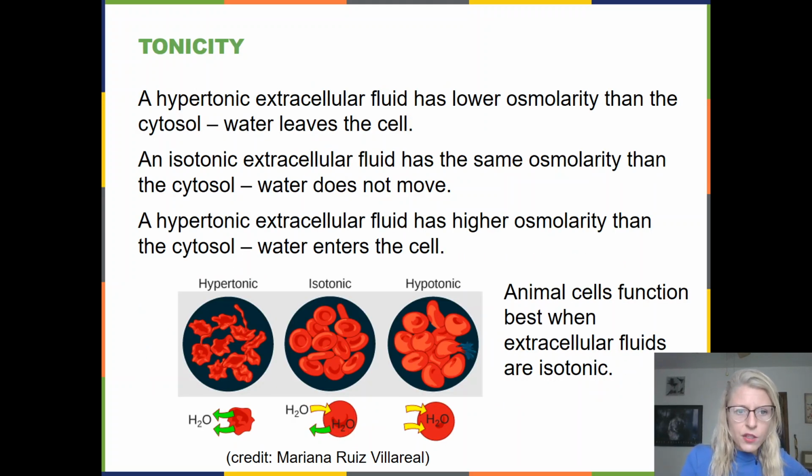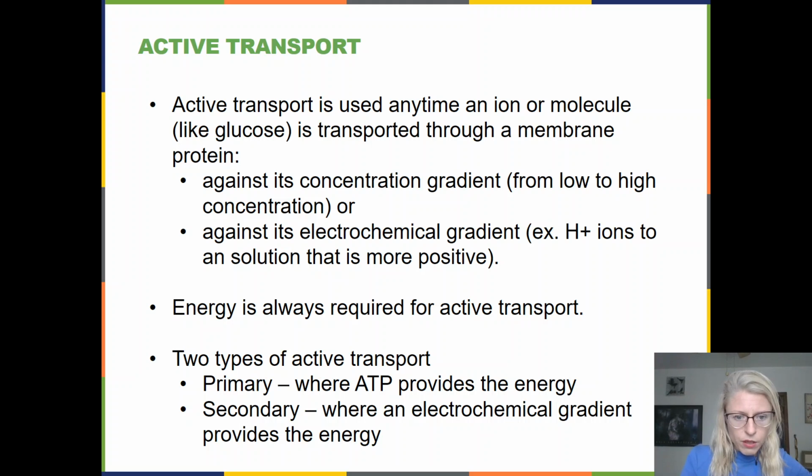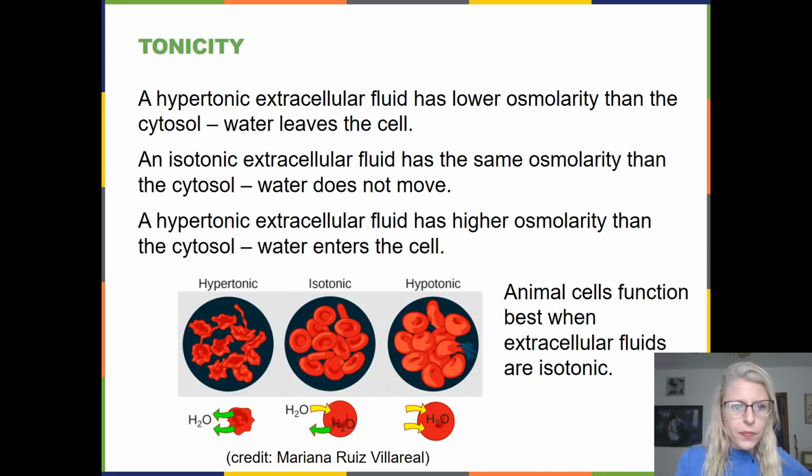Tonicity is, there was something I wanted to talk about back here. Oh, well, I will review in a moment. Oops, I'm going the wrong way.